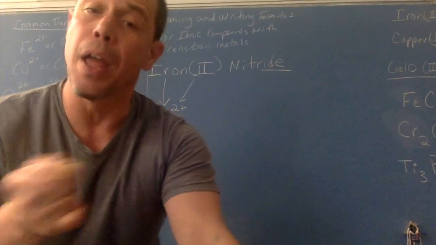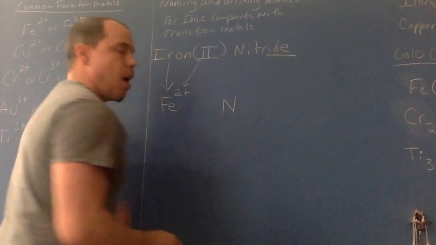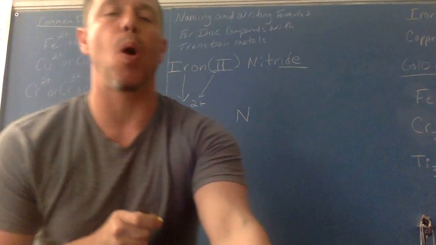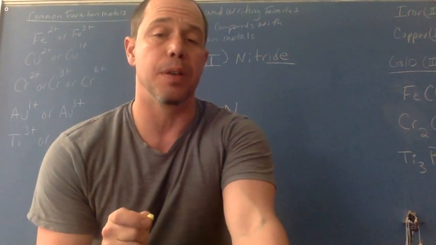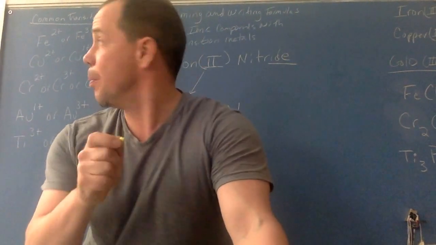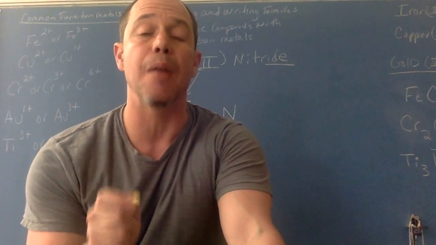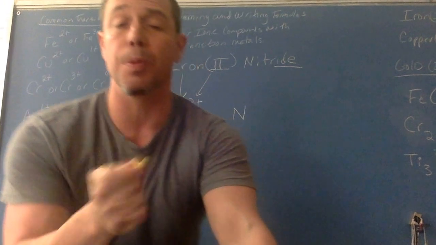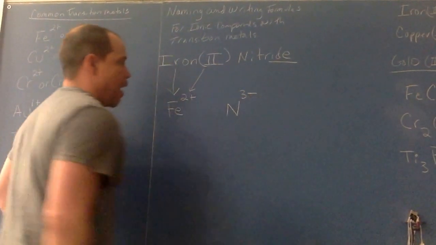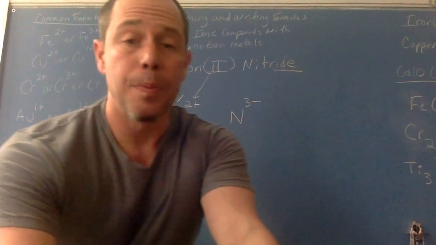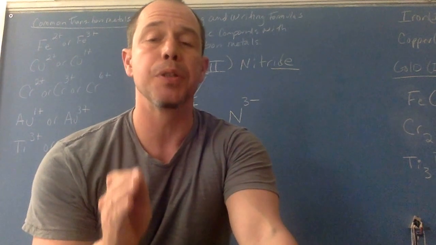So what I'm going to do here is write the symbol for nitrogen. That's N. Of course, you guys know how to do this next part already. We've been doing this for weeks now, right? Nitrogen is in group, if I can remember, 15. That tells me that nitrogen's going to have a -3 charge. So I'm going to go ahead and write that charge in there. So 3 minus.